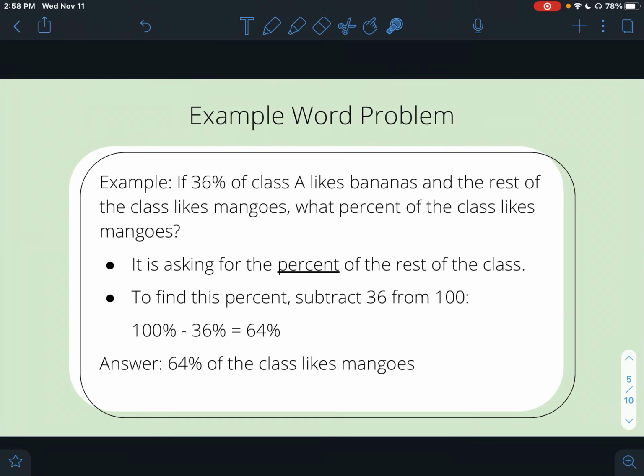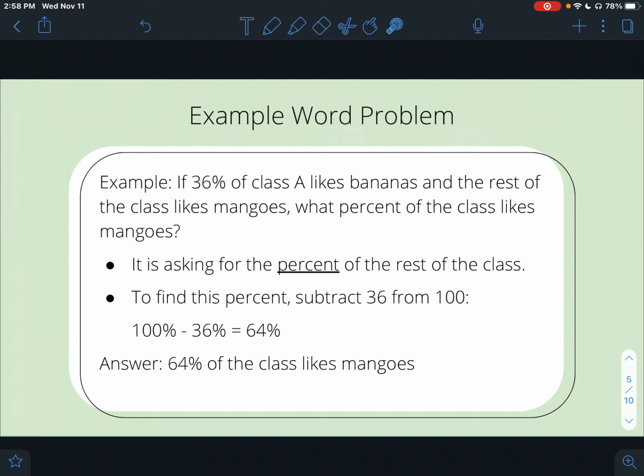Let's look at an example word problem. In this example, they ask, if 36% of class A likes bananas and the rest of the class likes mangoes, what percent of the class likes mangoes? We know that part of the class likes bananas and the other part likes mangoes. So it is asking for the percent of the other part of the class, or the rest of the class.